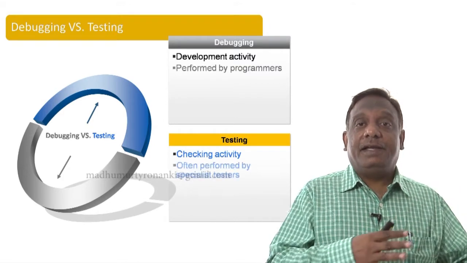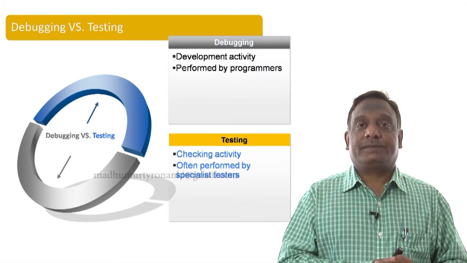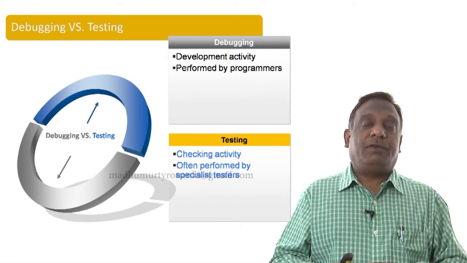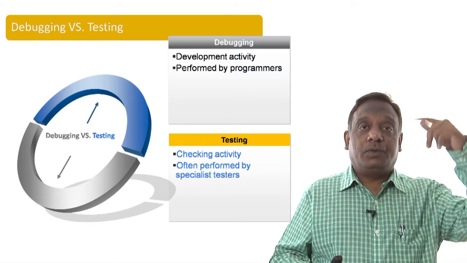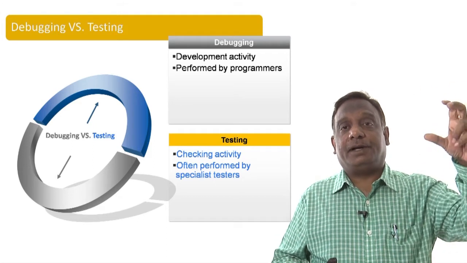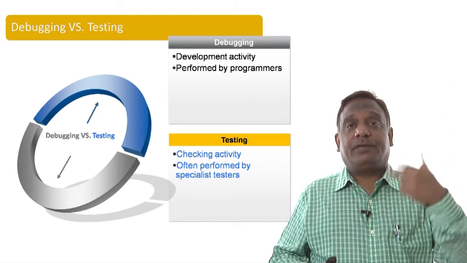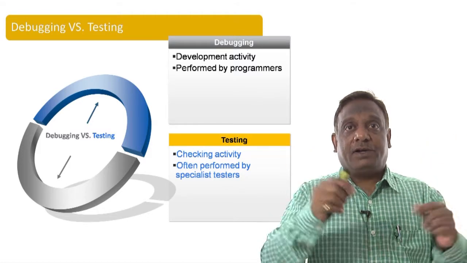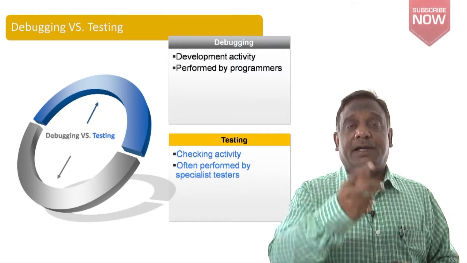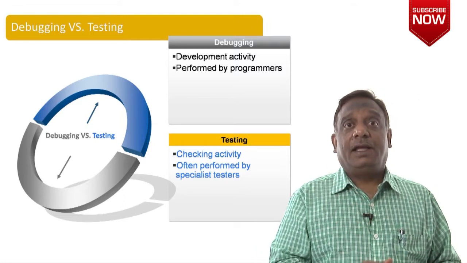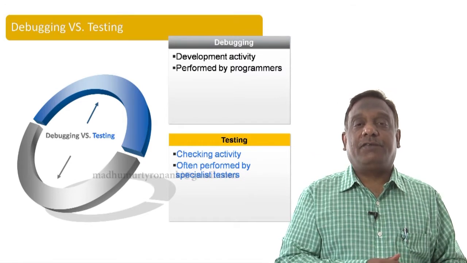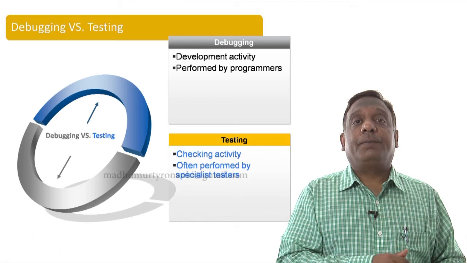Debugging is often performed by programmers. Whenever you find a defect, you report it to the developer. The developer will go back to his or her code and try to pinpoint why this defect is occurring and what mistake he or she committed. They do a lot of pinpointing activity and try to locate the problem. Once they understand where and why the problem is occurring, they make the correction. That activity we call the debugging activity. So it is a development activity performed by programmers after you report defects.